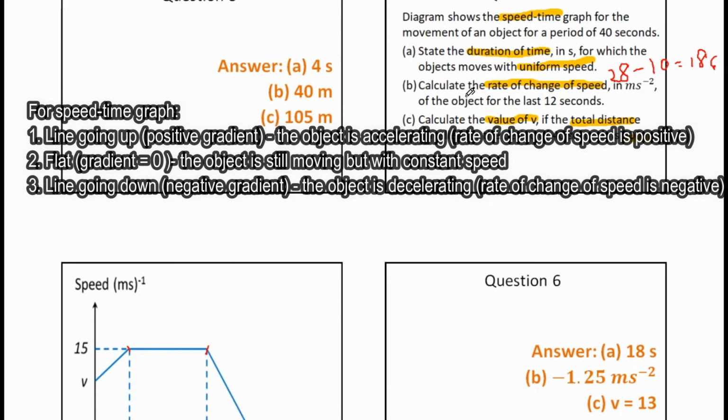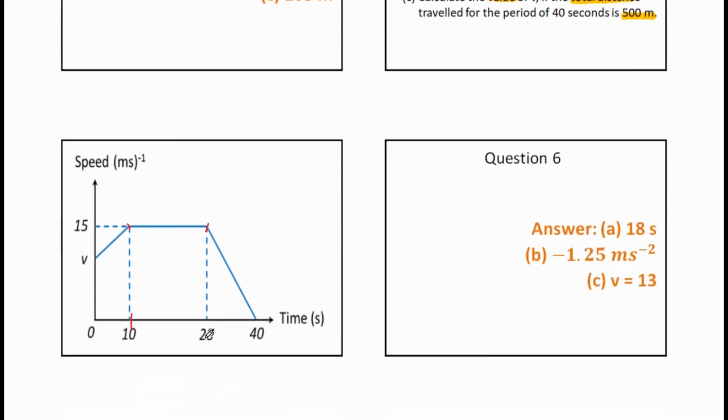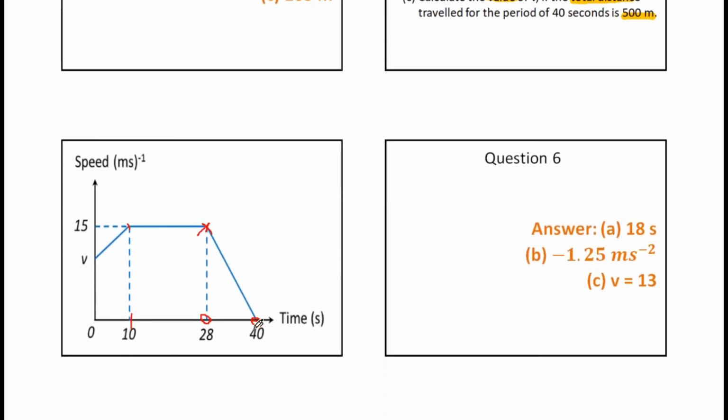B, calculate the rate of change of speed. Okay, this is acceleration in meters per second squared for the last 12 seconds. Last 12 seconds is from 28 to 40. So for this one, we have to find the gradient. So we take these 2 points. The coordinate of this point is (28, 15). The coordinate of this point is (40, 0). Then we just find the gradient. 15 minus 0 over 28 minus 40. Then you will get the answer, negative 1.25 meters per second squared.